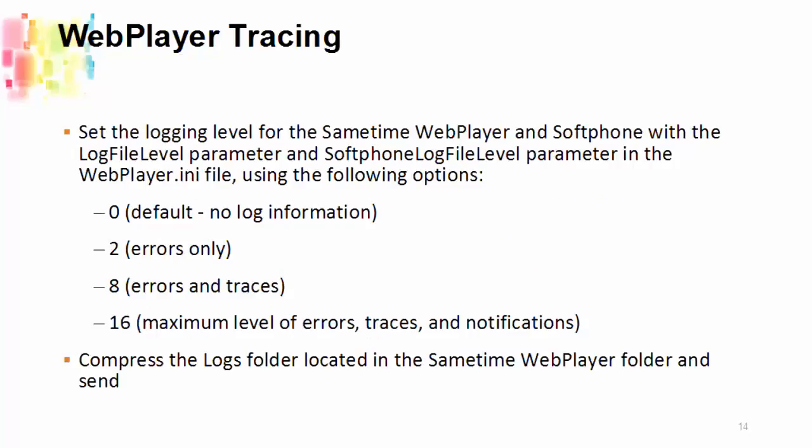we talk about the web player INI file, which is in those locations, is where you'll set the parameters for how much tracing to get. 0 is the default. We don't really trace much at all in that case, and oftentimes you have to set it and then restart the machine. And then we have the different levels. We're always going to tell you to set it to 16 because if you're having trouble, we want to get as much information in one shot as possible.